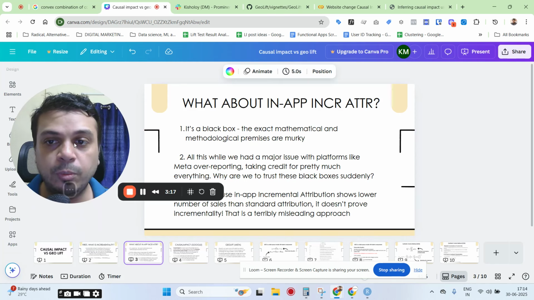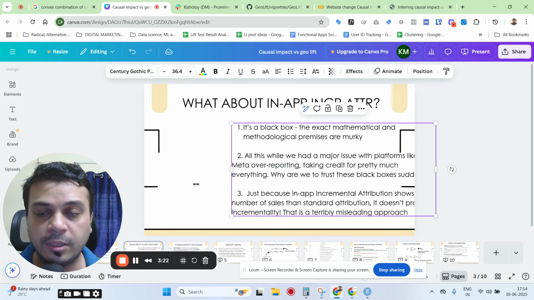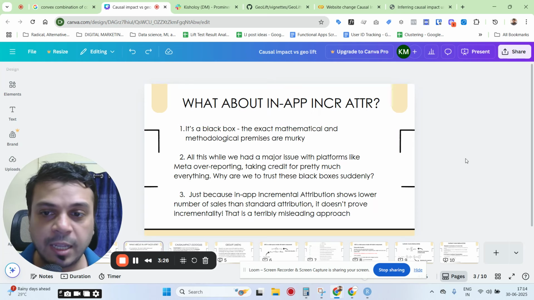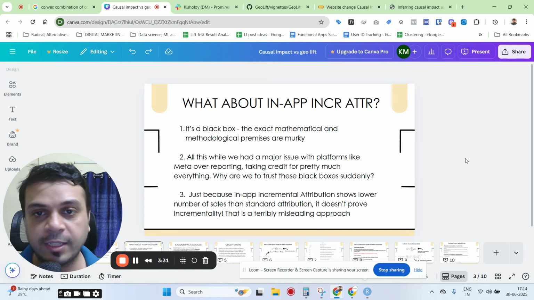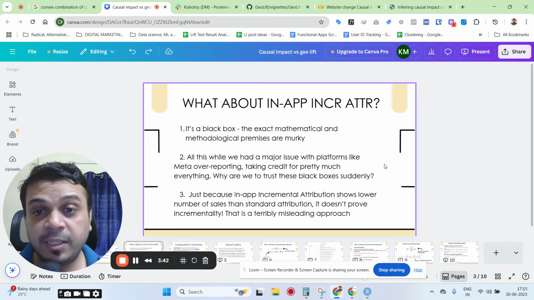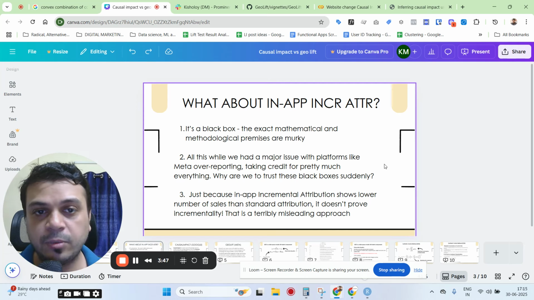I'll just move on to something which is also going on. Discussions around that are going on a lot, and that's in-app incremental attribution. So Meta has come up with a new attribution model apart from its standard attribution models like 7-day click and 7-day click, 1-day view, and all of that. It's called incremental attribution. It's like a month old now or something like that. Now I'll basically argue, and I've already been arguing for a while now, that it's probably not the best way to go about incrementality testing.